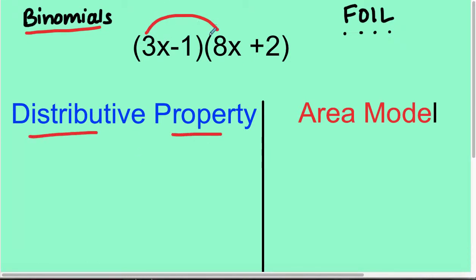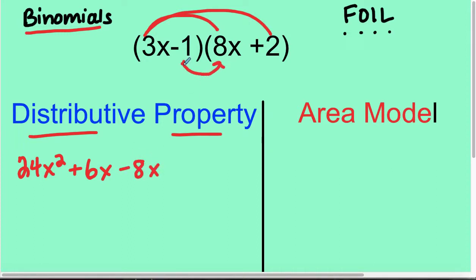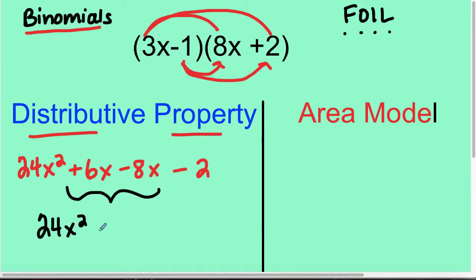Okay, so I'm going to do 3x times 8x, which is going to give me 24x squared. I'm going to do 3x times 2. Those are the outers. So plus 6x. I'm going to do negative 1 times 8x, which is negative 8x. And I'm going to do negative 1 times 2, which is going to give me negative 2. Now I have to combine the like terms, which are the ones with the same variable raised to the same exponent. That's going to give me 24x squared minus 2x minus 2. And so I've multiplied the polynomials.